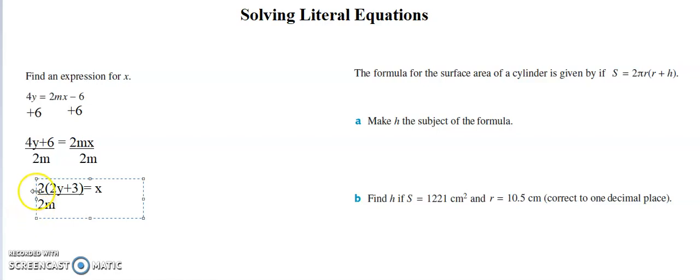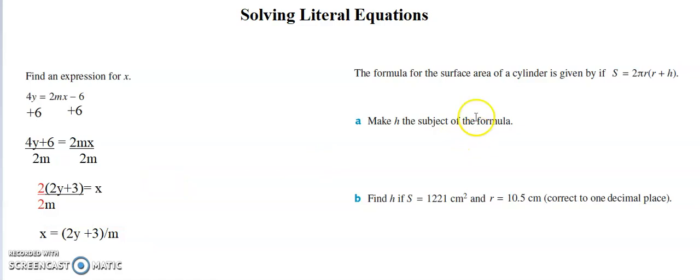Now I did that because we can see that we've got a 2 on top, and we can also see that we've got a 2 on the bottom. So we are able to cancel those two out. So that means my x ends up being, x by itself is equal to 2y plus 3 in brackets, divided by m.